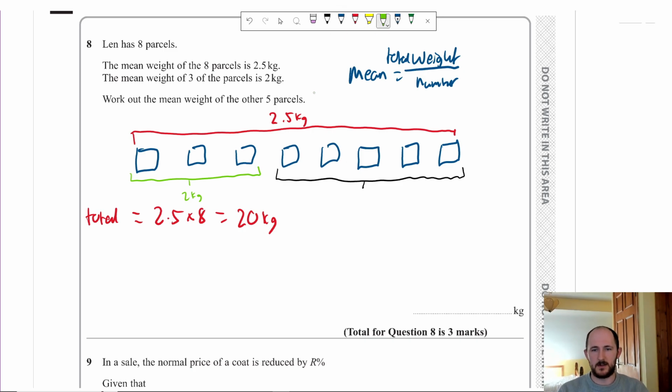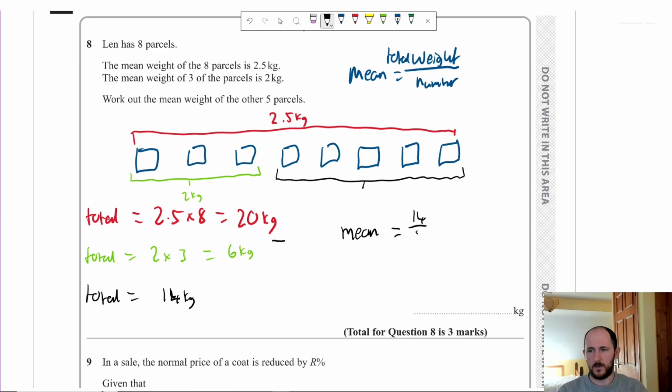So let's do the total for the green. That equals 3 times 2, 6 kg, which means for the total for the black is just those 2 subtracted, 14 kilos, which means the mean is 14 over 5, which again you can do using a calculator.